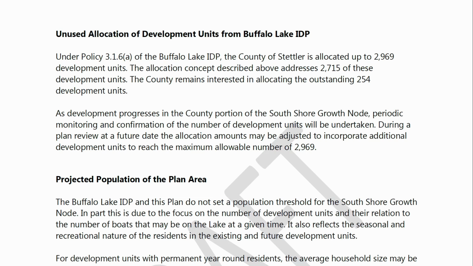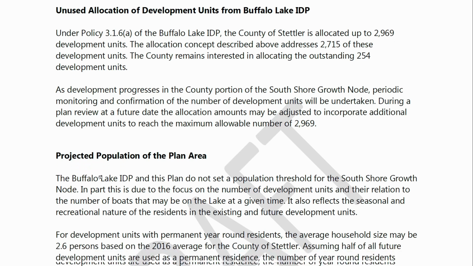For the time being, the plan was based on the 2,715, and as development progresses and takes place in the area, and monitoring of how many developments have been put on the ground takes place, periodic reviews of this area structure plan are also expected. That will be an opportunity to come back and revisit what has happened with that 254 outstanding number of development units to be consistent with the Buffalo Lake Intermunicipal Development Plan.